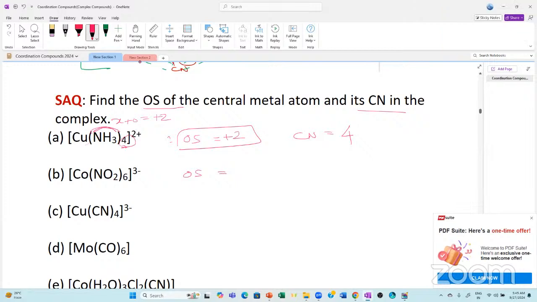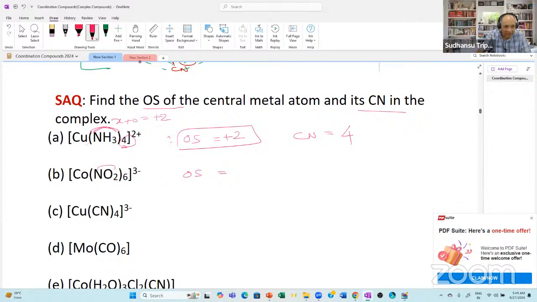Plus 3 and 6. Plus 3, because nitrite is an anionic ligand. Each nitrite has a -1 charge, so 6 minus 6. So x minus 6 and the net charge is -3, so x is equal to plus 3. So the oxidation number of cobalt in this complex is plus 3. And it is really shameful for me to ask what is the coordination number. There are 6 written, so 6.